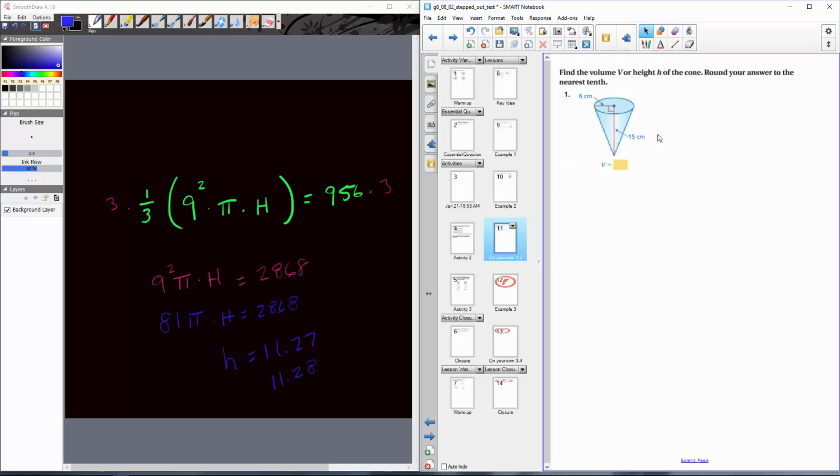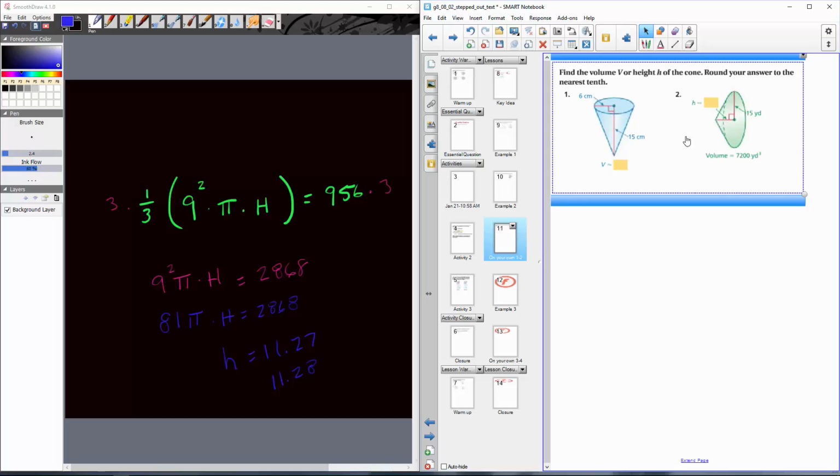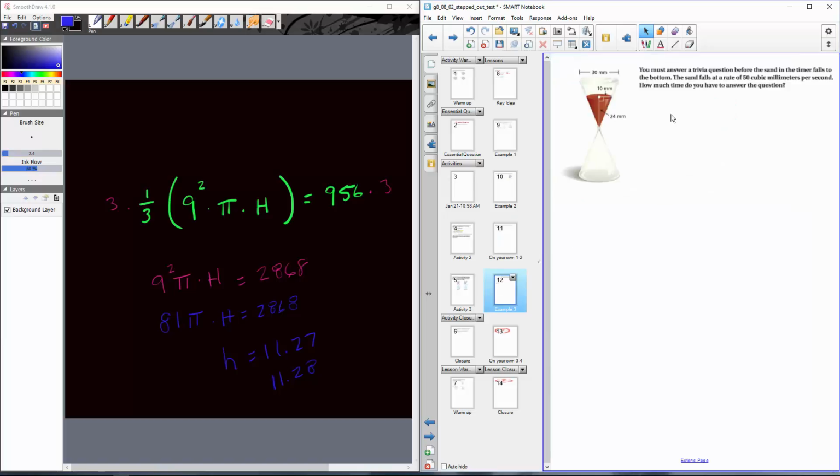So here's another one. Give it a try. Here's another one. And here are your answers, just so you can study for the test. These are some good examples to look at. So it says here you must answer a trivia question before the sand in the timer falls to the bottom. The sand falls at a rate of 50 cubic millimeters per second. How much time do you have?